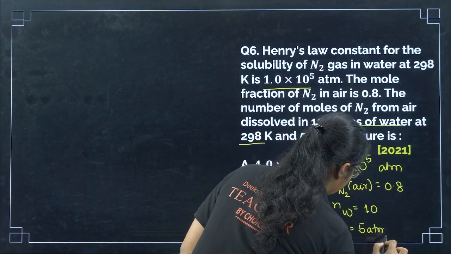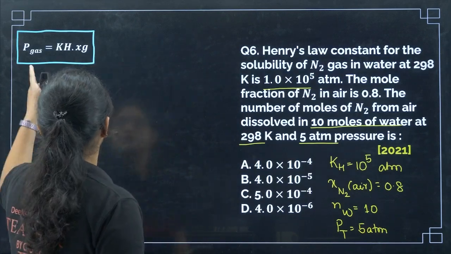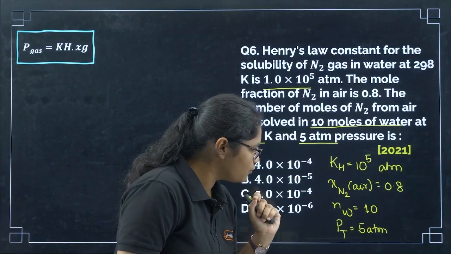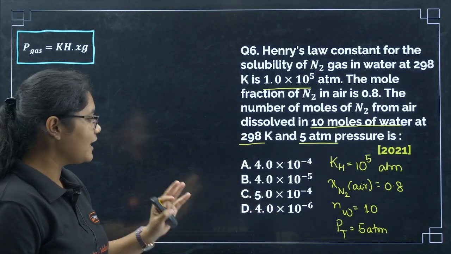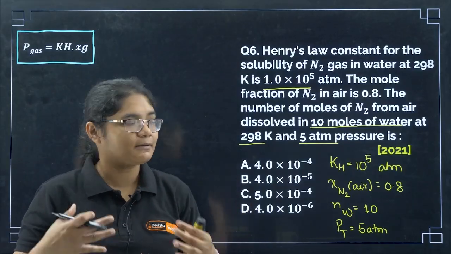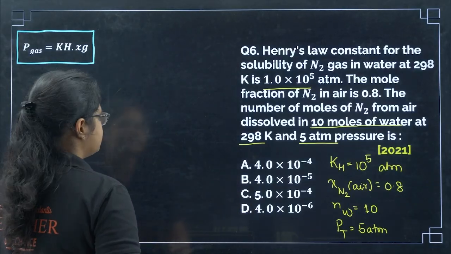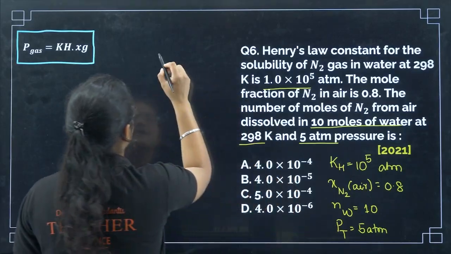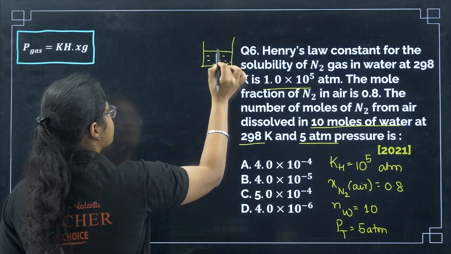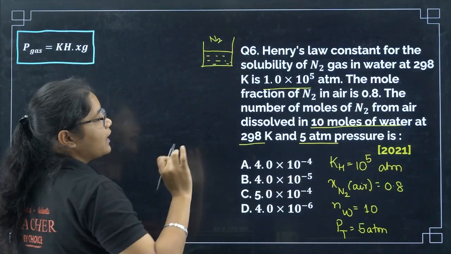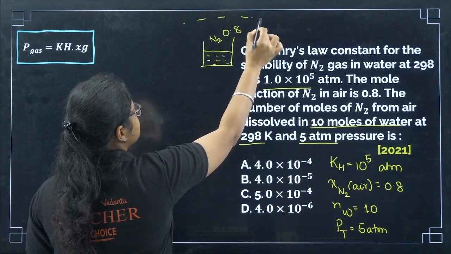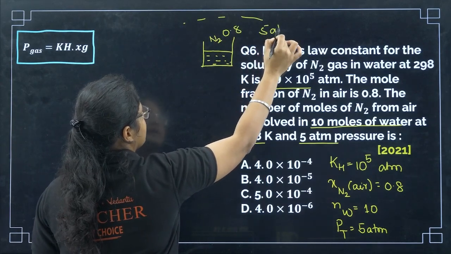5 atm. So we know that Henry's law says pressure of the gas is equal to KH into mole fraction of the gas. So what all things do I have? I need to calculate the number of moles of N2 that will dissolve. Now just imagine this scenario. You have a container, and here you have 10 moles of water. Here there is N2. What is the mole fraction of N2 in the atmosphere? 0.8, and the atmospheric pressure is 5 atm.